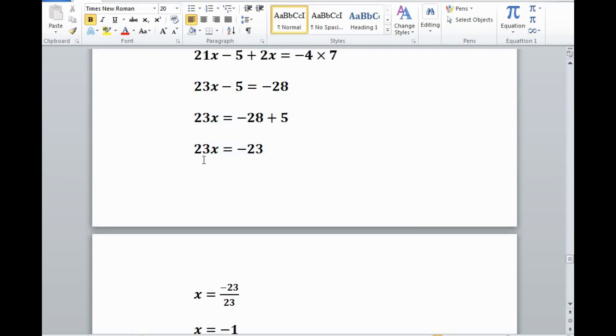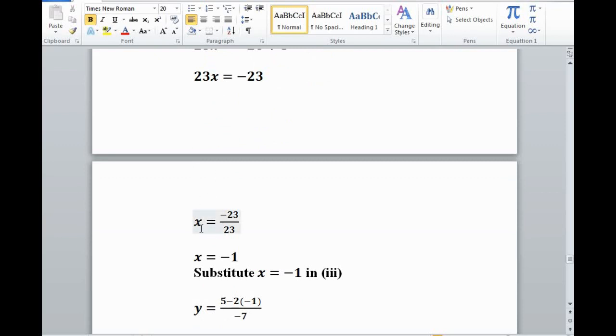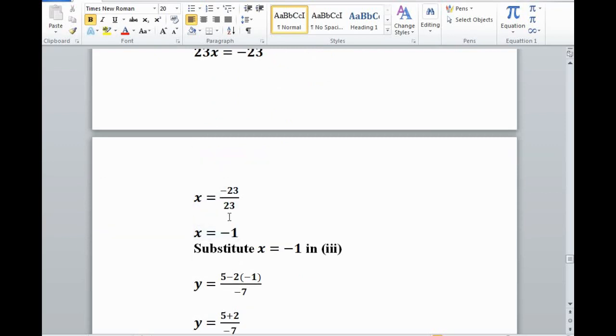And then I will be taking this 23 from the left to the right side. So this equation becomes x equals negative 23 upon 23. Negative 23 divided by 23 is negative 1. So this is the true value of x for the given equations, which is negative 1.